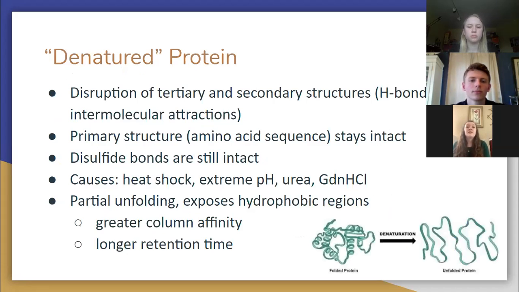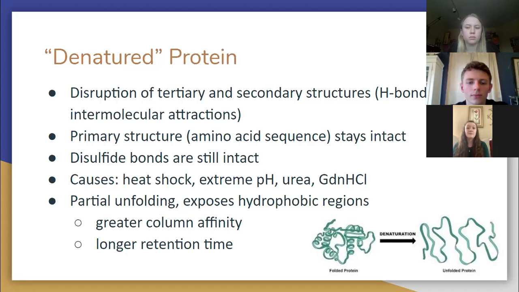Denatured proteins have had the disruption of the 3rd structure and the secondary structure, causing the proteins to go back to their original primary structure of the amino acid chain. The amino acid sequence is still intact, and so are the disulfide bonds. The causes of this denaturing include heat shock, extreme pH, and urea. This denaturing exposes the hydrophobic regions of the protein, which gives it a longer retention time and a greater affinity for the column.